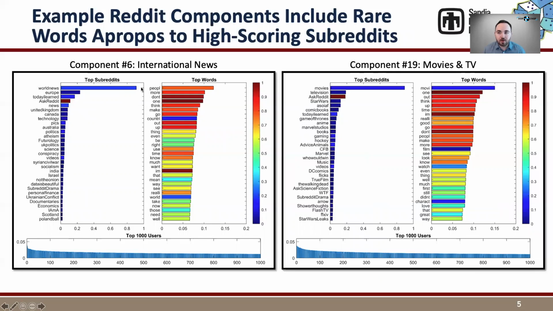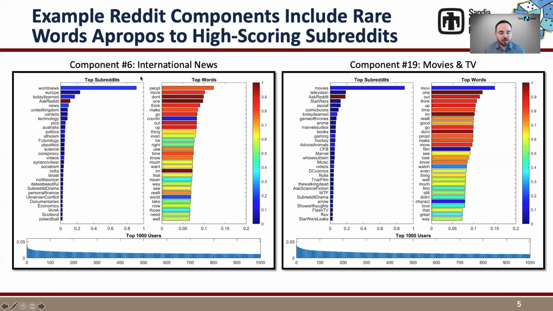The size of the bar represents the size of the subreddit in the component, or kind of its influence in that component. And then the color of the bar indicates the frequency of that word in the overall tensor, normalized to be between 0 and 1. And what this allows you to see is words that might be kind of unique to that factor.